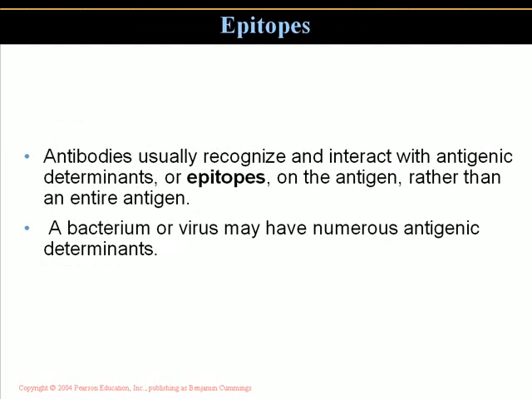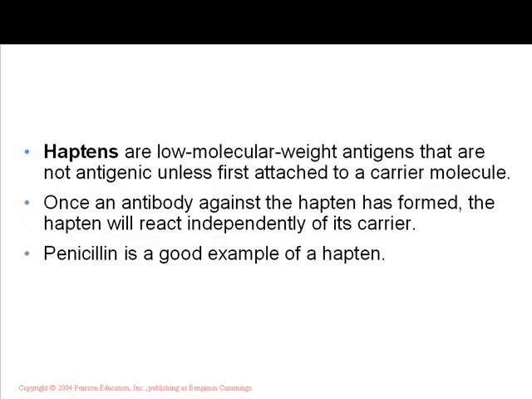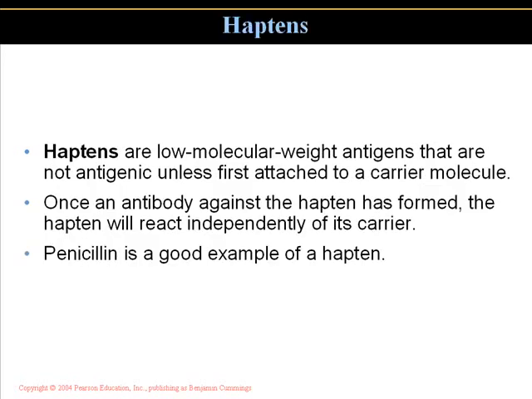The term epitopes: antibodies recognize and interact with antigenic determinants or epitopes on the antigen rather than the entire antigen. So there are just recognition factors, little pieces of this particular type of foreign invader that's recognized by our immune system. A bacterium or virus may have numerous antigenic determinants. These are the factors that make our immune system respond.